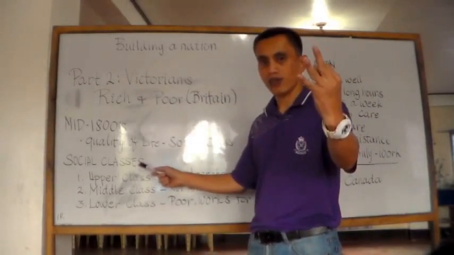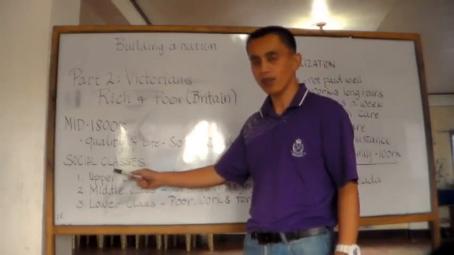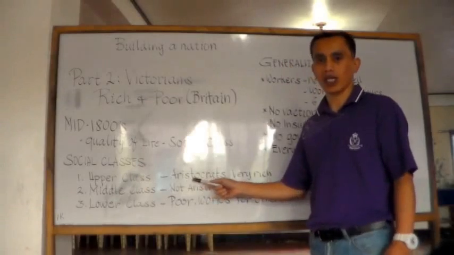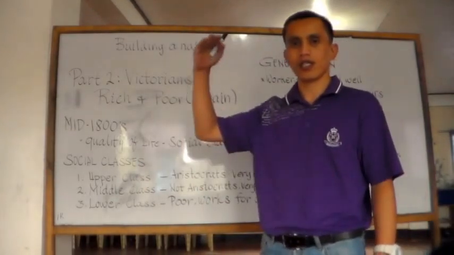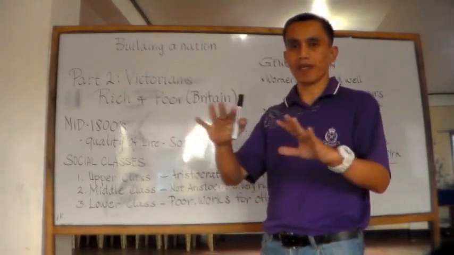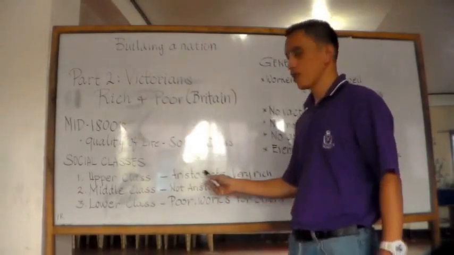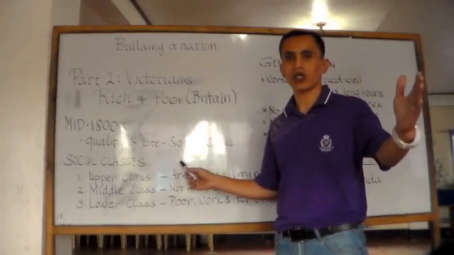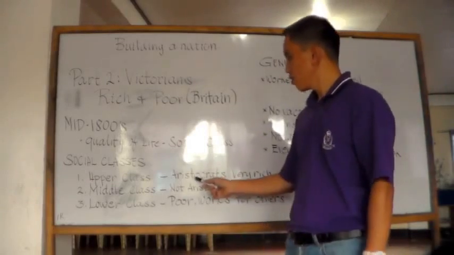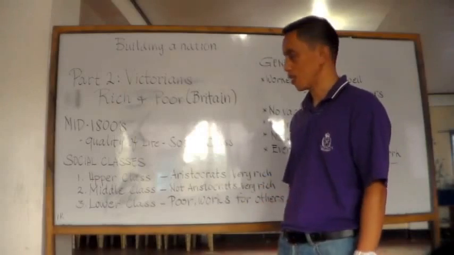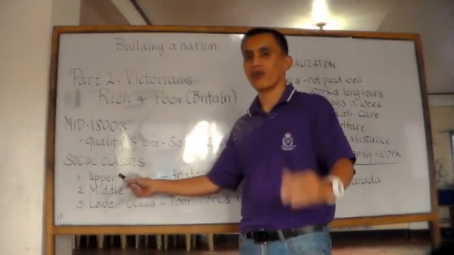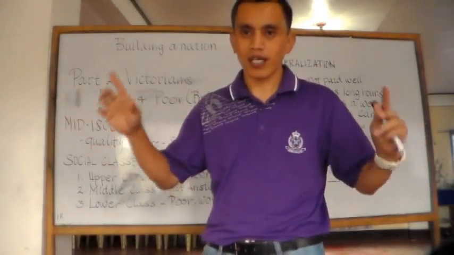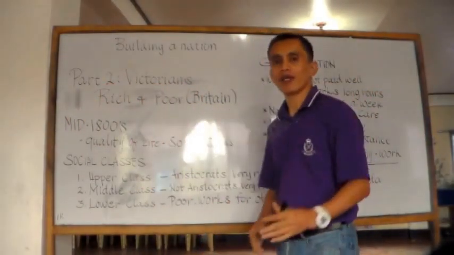There are three different classes. Number one, the upper class. The upper class are the aristocrats. They are the rulers. They rule any given territory or colony. They are very rich. They have a lot of money, a lot of servants, and many, many more properties.